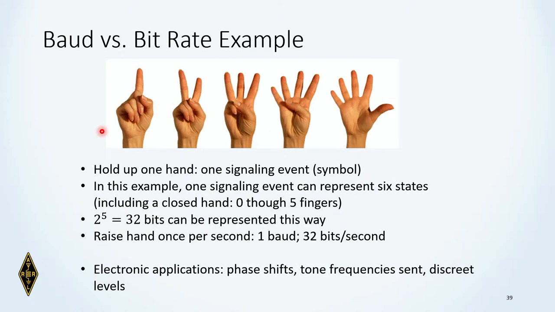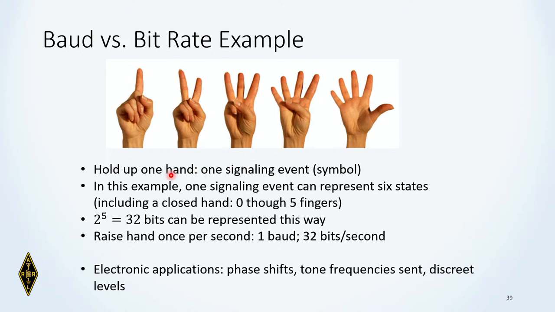Now the baud rate versus bit rate example. Again, some of you have seen some of this before if you were with us in the previous general class. But this example really was a help to me. We've got somebody raising their hand here, and I'm very thankful that they didn't use any impolite signals in the process, which could have happened.